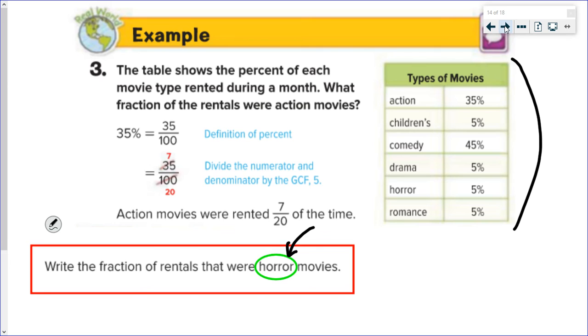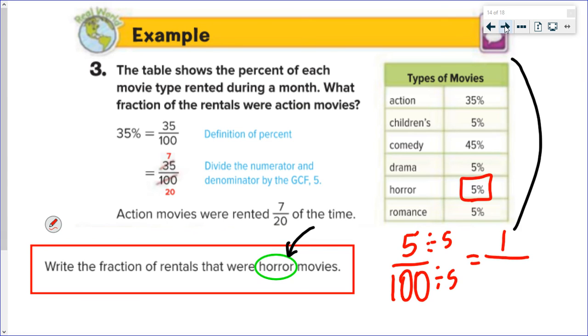Okay, if you did this correctly, you should see that horror movies has 5%. So that means 5 out of 100, because we always put our percentages out of 100. So if I have 5 over 100, I'm just going to divide by 5, because I know that 5 goes into both of those numbers, which is going to leave me with 1/20. So that means 1/20th of the people chose horror movies.